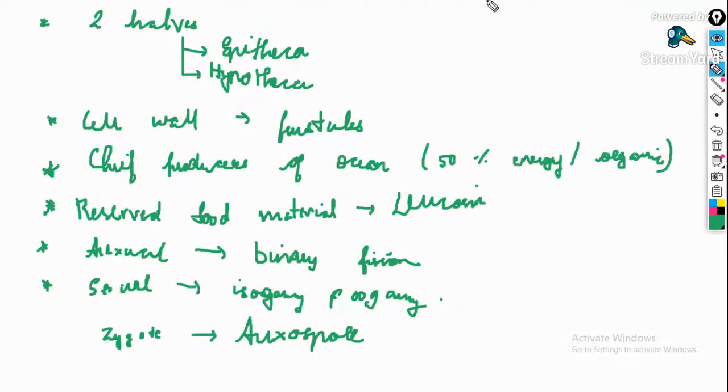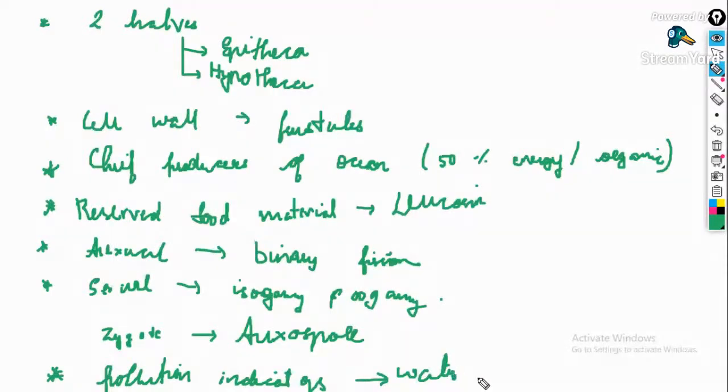So these are some more points. Another very important point: they are known as pollution indicators, because they grow in the region where water pollution is high. Is that clear?